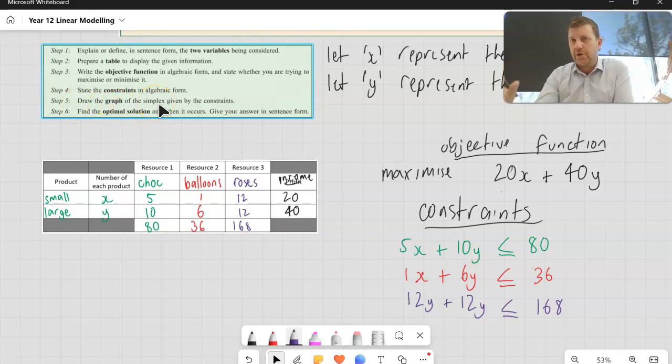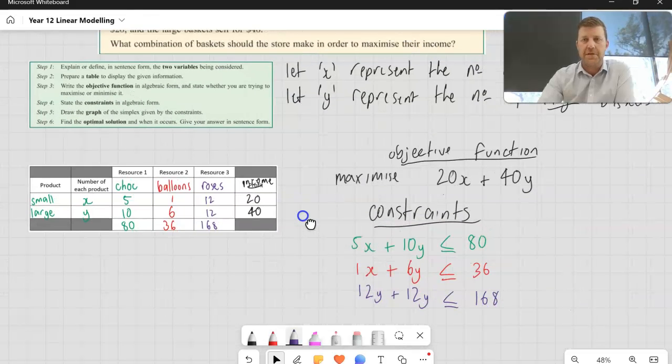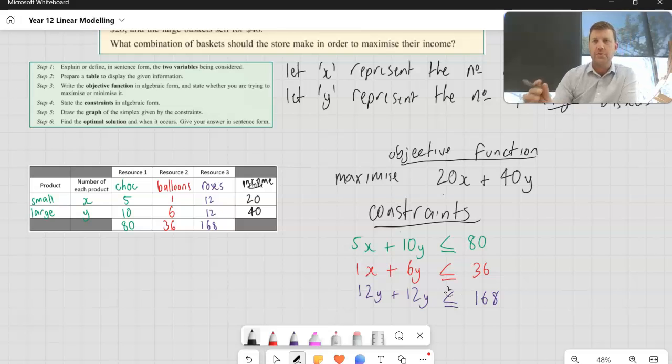Once you've got your constraints, you can draw your graph. One other thing that you do need to always consider, and most of these problems will have the additional constraints of x is greater than or equal to 0 and y is also greater than or equal to 0, because we can't usually make a negative amount of a product, or there's not a negative amount of time to do something. So generally the additional two constraints will always be x is greater than or equal to 0 and y is greater than or equal to 0.